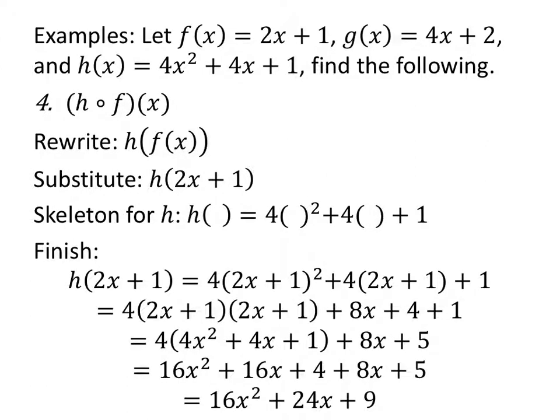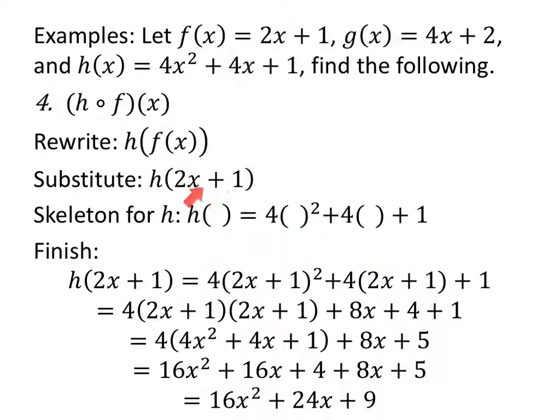h composed with f of x. Again, just an x. There's not a specific value we're using for the composition. I'm going to rewrite it. h, f, x, all in the same order. I know that f of x is 2x plus 1, so I'm going to call it h of 2x plus 1. My skeleton for h, the function on the outside, is h of something is 4 times something squared plus 4 times something plus 1. This is the structure. It's the bones of it. It's the skeleton of the function.